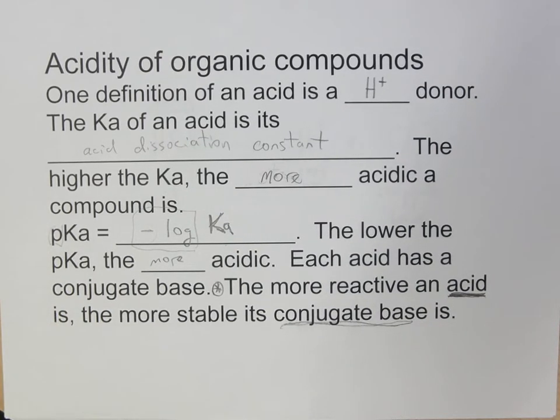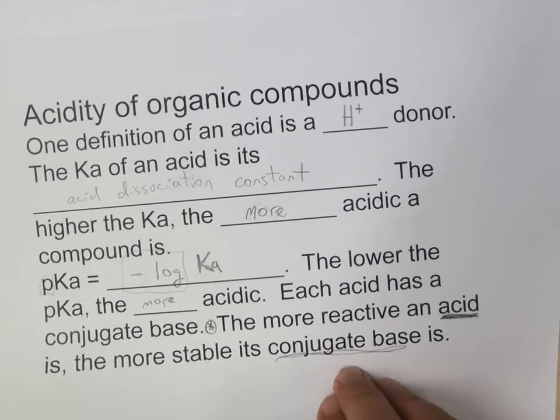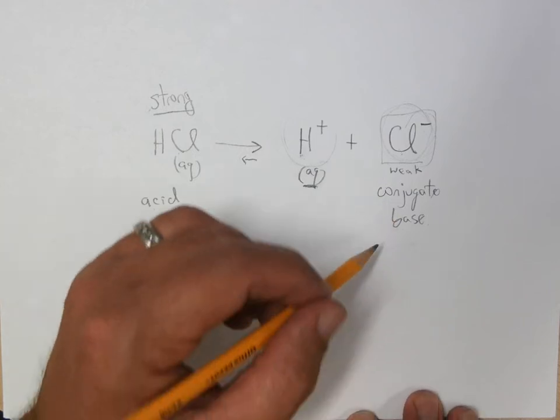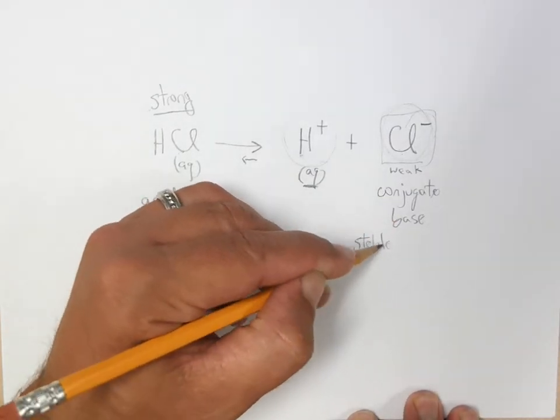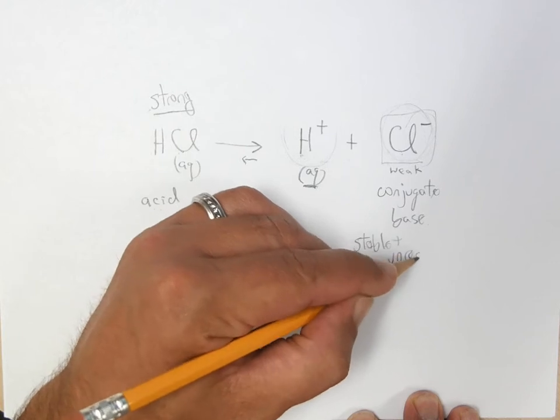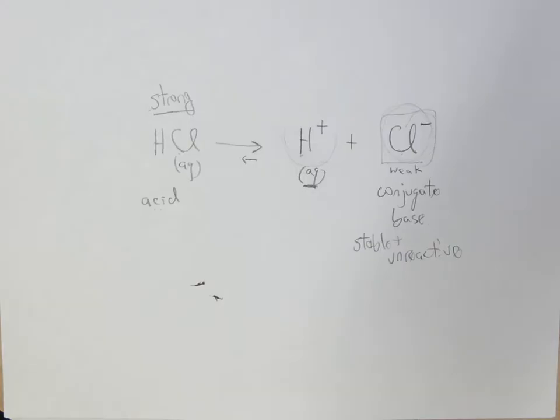The Ka of an acid is its acid dissociation constant. The higher the Ka, the more acidic a compound is. pKa is the negative log of Ka, so that means the lower the pKa, the more acidic a compound is going to be. And then each acid has a conjugate base. The more reactive the acid is, the more stable its conjugate base is. And that's what I mean by a weak conjugate base is stable and unreactive. And the converse is also true.